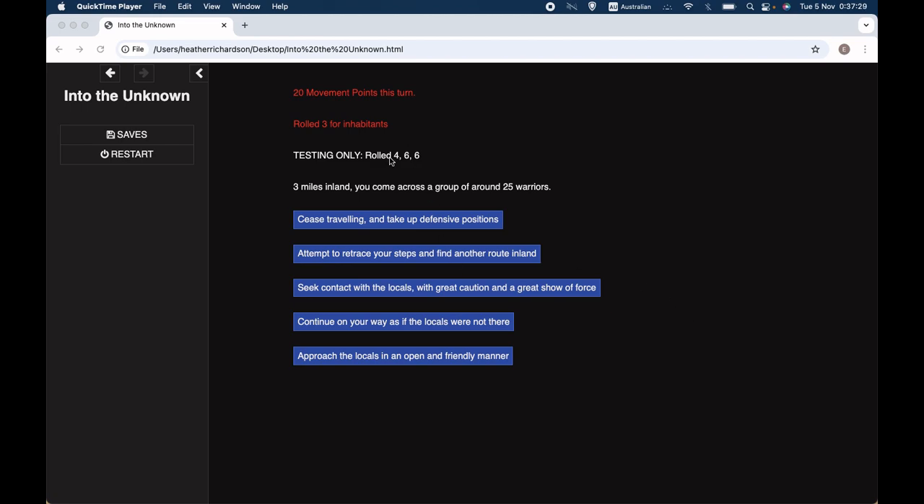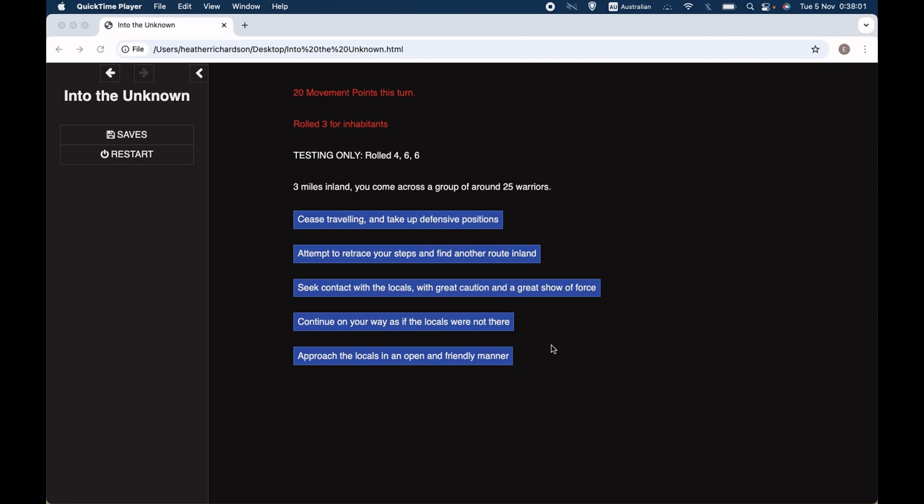So we've run into someone quite quickly here. We have a group of around 25 warriors. Because we have this message that says that we rolled a 4 and a 6 and a 6, we know that it would probably be 24 exactly, or it should be 24 because the 6 is taken down to 1 because we're so near to the start, and then 4 times 6 times 1 becomes 24.